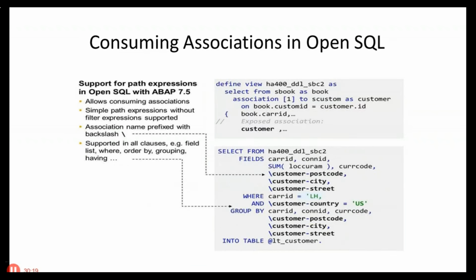Now consuming associations in Open SQL. So we can consume the associations in Open SQL. Whatever associations we have used in the DDL SBC2, that can be used in some other select statement. Now in this select from, we are considering this as a table. Fields, these are the fields that we have, into table lt_customer. So lt_customer is the internal table into which we are selecting all these fields.